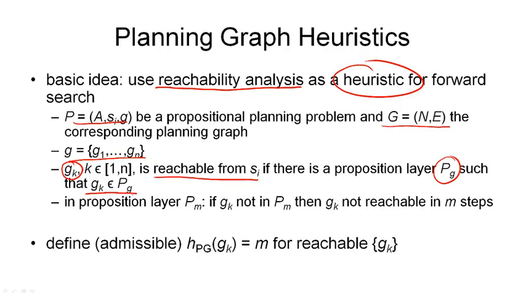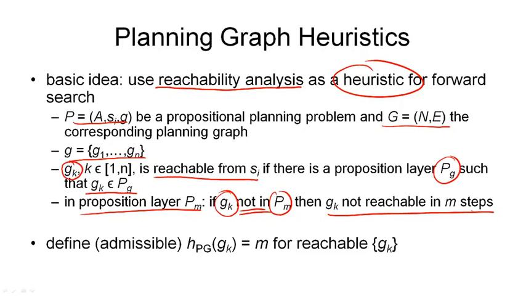Or we can look at this the other way around, namely if we look at a proposition layer Pm, then we can say that if our goal component that we're looking for is not in this proposition layer Pm, then that goal component cannot be reachable in m steps. If it was reachable in m steps, then there would be an m-step plan that makes that goal condition true. And that means that plan would have to be part of our planning graph and would add proposition gk to our planning graph in layer Pm. But we've seen that it's not in that layer, so there can't be such a plan with m steps.